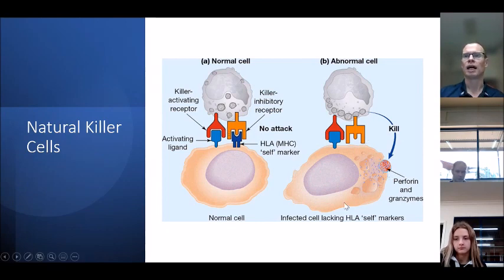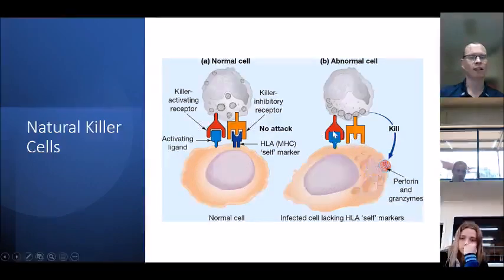Over here, an infected cell or cancer cell, whatever, the MHC marker is damaged or completely gone, right? So now there is no MHC marker. The activating ligand is still present. So the natural killer cell will bind to this activator, but it's looking for that handshake and it's not getting it. So now it's going to recognize the cell as being damaged or diseased and it will kill it.